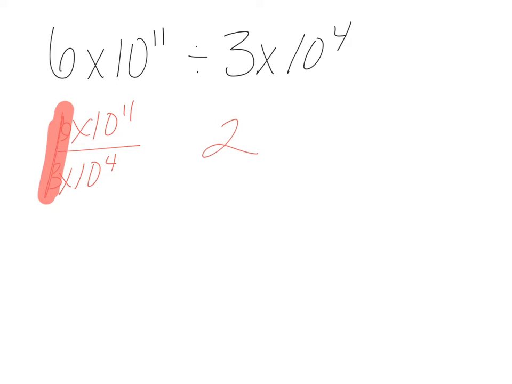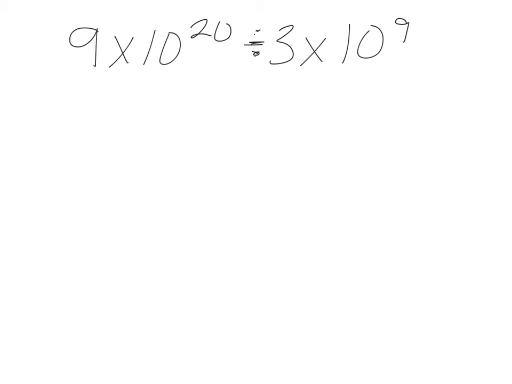And then I have these 2 bases that are the same that are being divided, so I'm going to subtract the exponents. So I would have times 10 to the 11 minus 4 is 7. So that's my answer. It's already in scientific notation, so we are good to go. So I want you to go ahead and try this one on your own. When you're done, come back and check it.